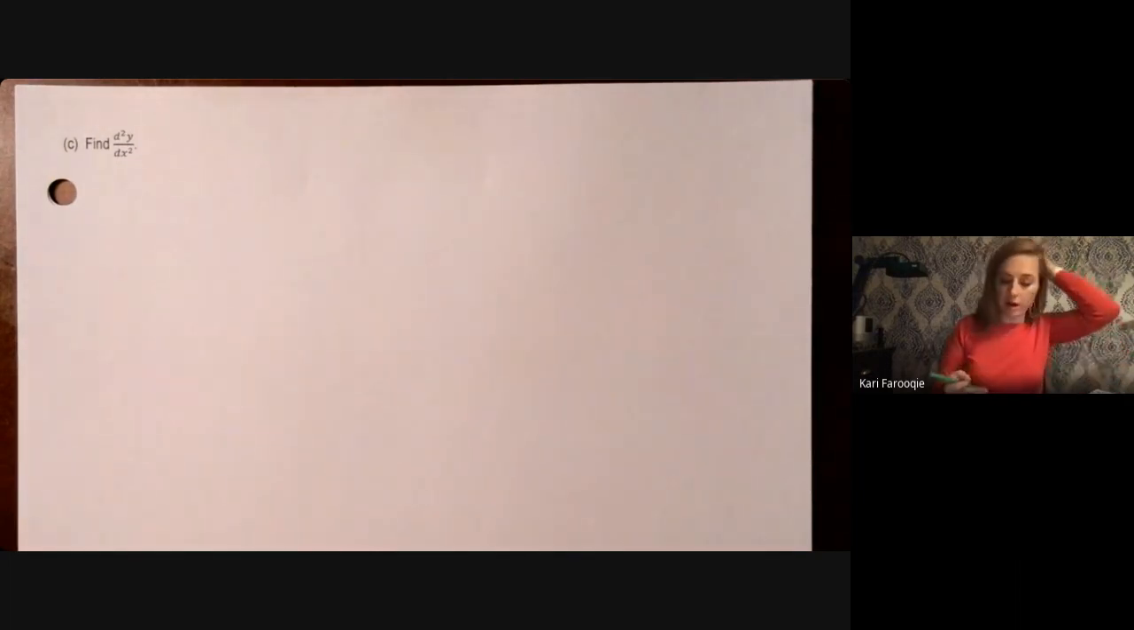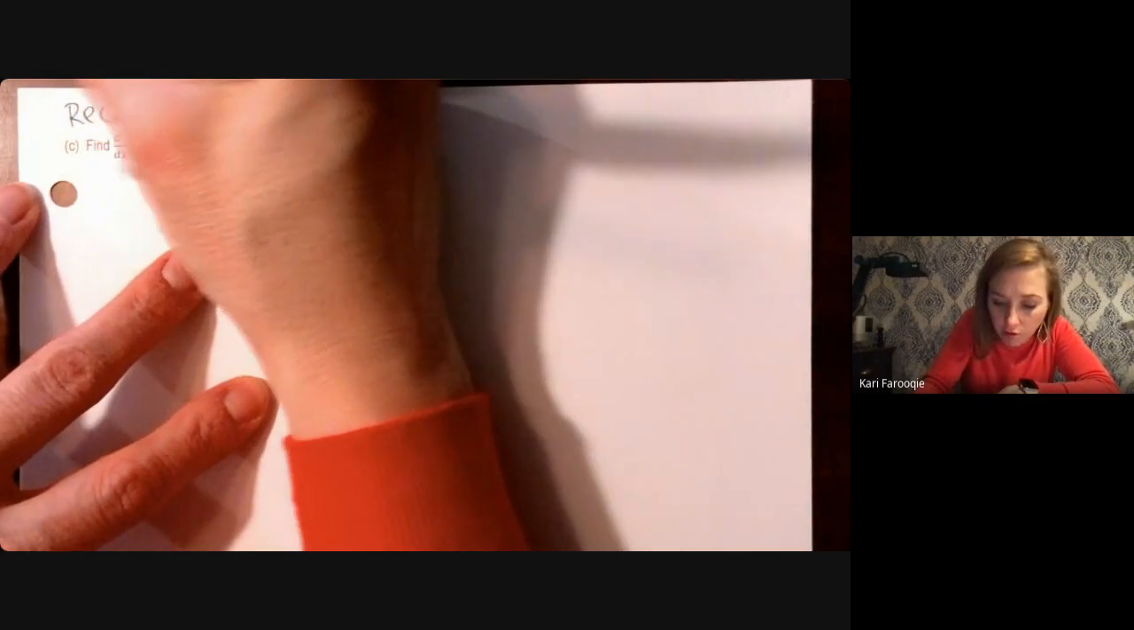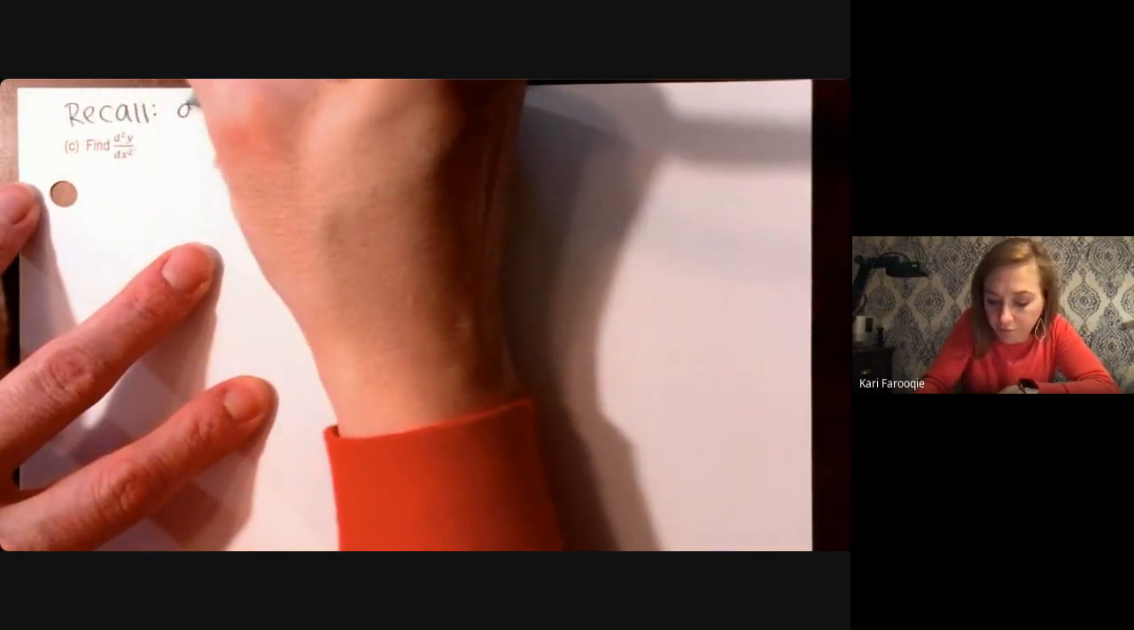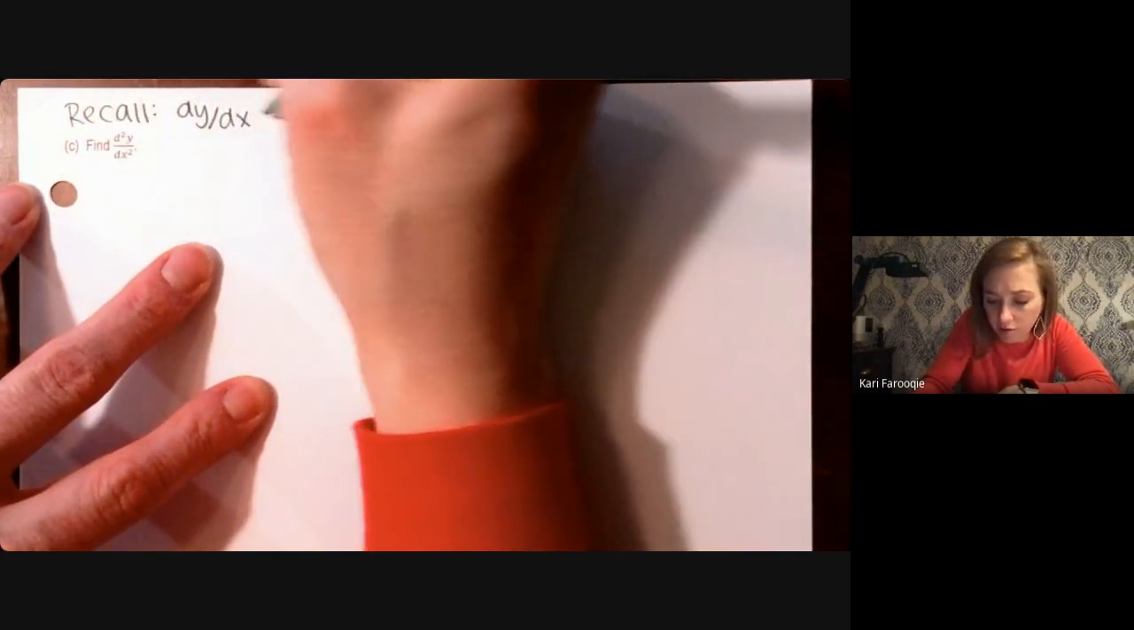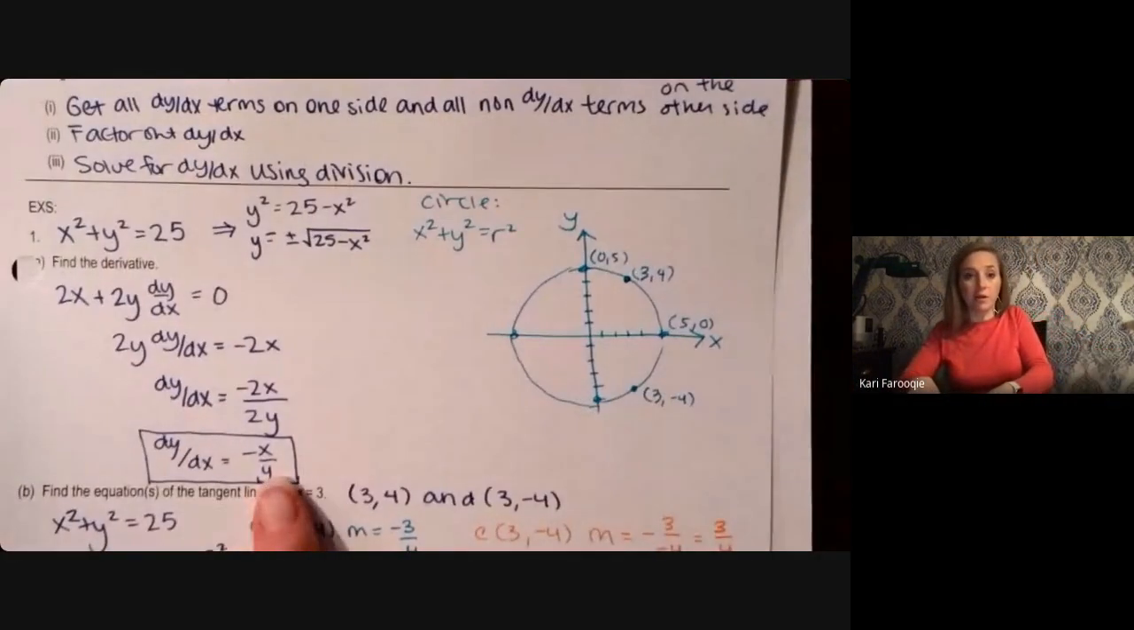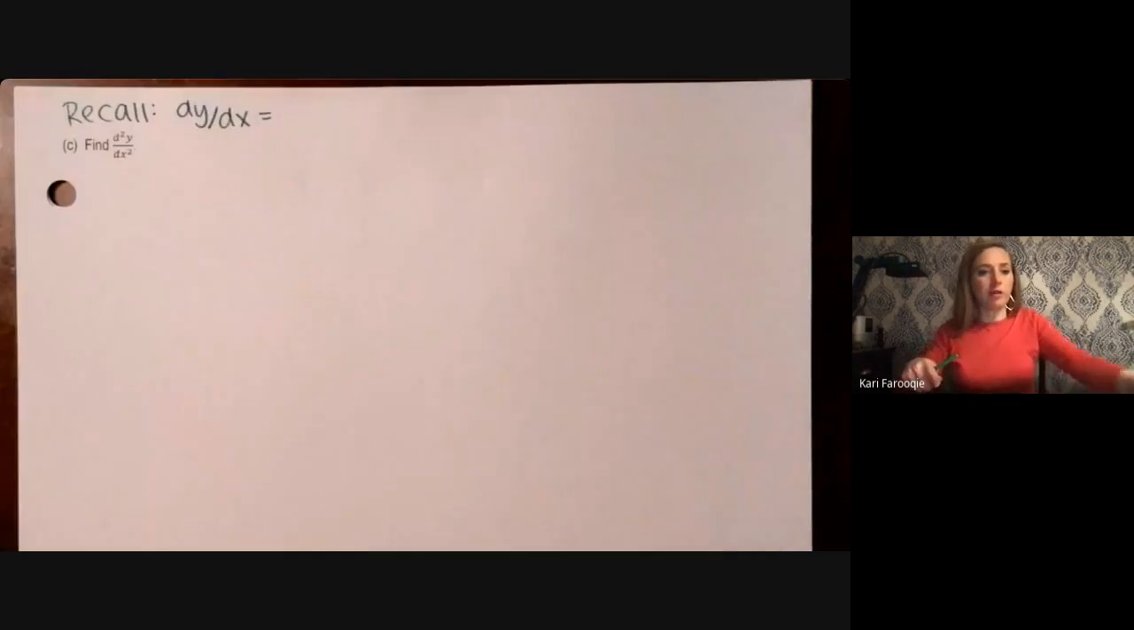So I'm going to remind you of what the derivative was so that when we go through and find the second derivative, you know what we're doing. So recall from the previous page, dy/dx we had as negative x over y. We found that in part A.